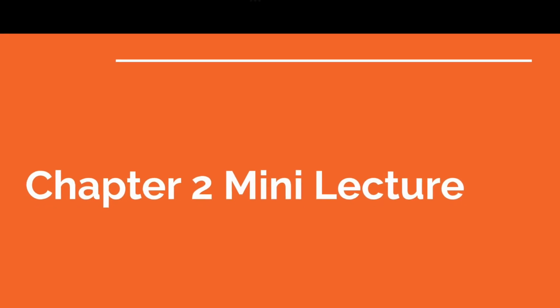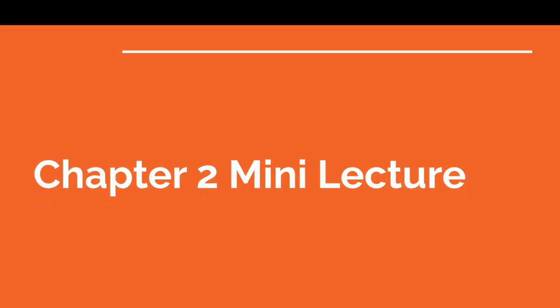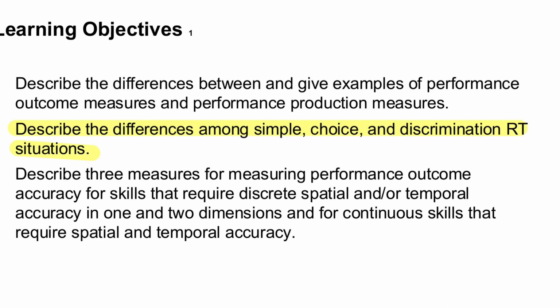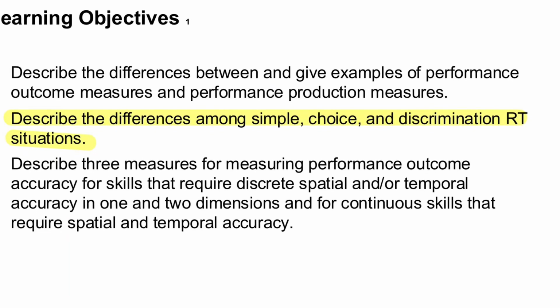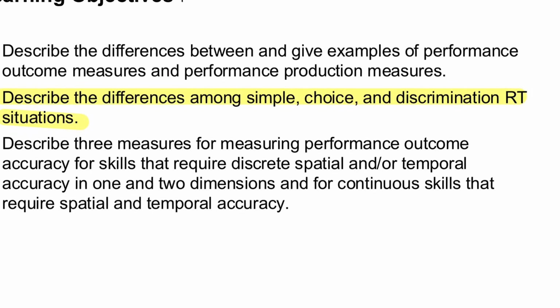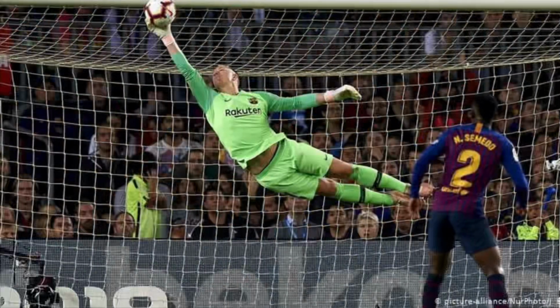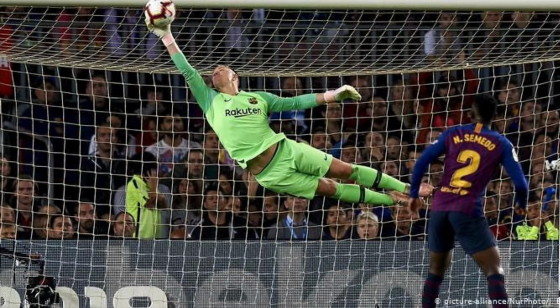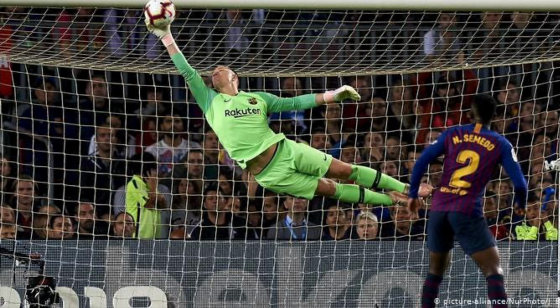Hi everyone, for this week's Chapter 2 mini lecture, I decided to pick the second learning objective, which states: describe the differences among simple, choice, and discrimination reaction situations. So let's briefly start off by discussing what a reaction time is. A reaction time is basically an action that is tied to a stimulus.